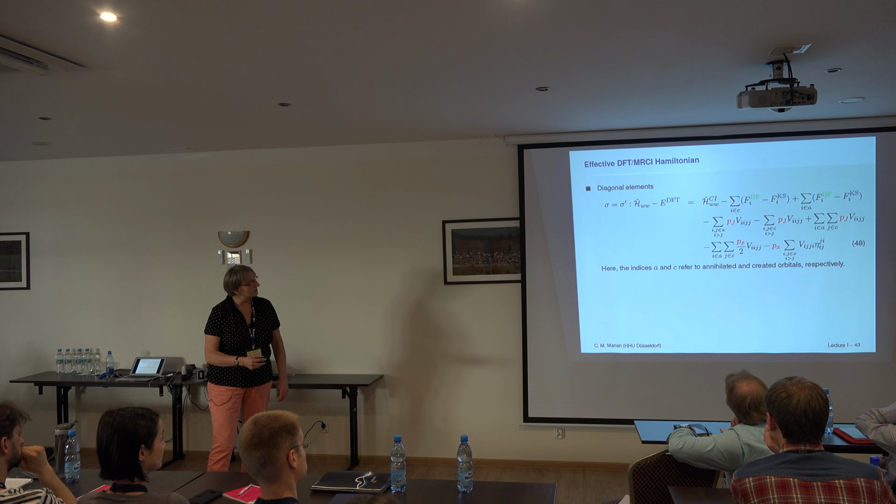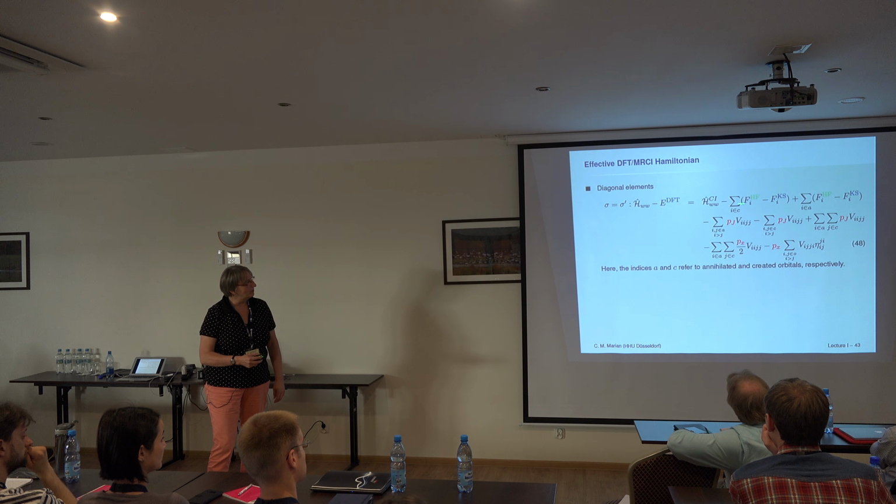So this is the original Hamiltonian. Then we replace all the Hartree-Fock elements by their Kohn-Sham counterparts. And by this replacement, we get a lot of the dynamical correlation energy.